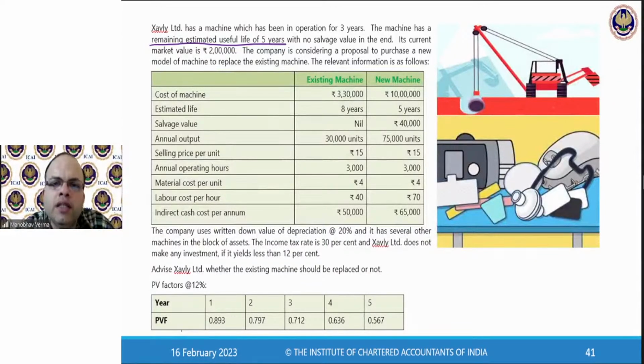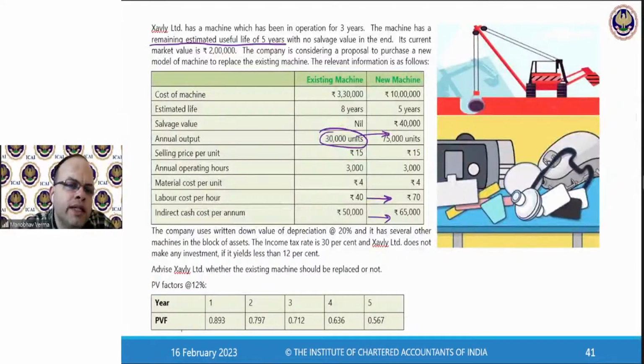Old machine, they've given the current market value of 2 lakhs if you were to sell it. Annual output gets increased, guys. Look at this. Incremental, remember, 30,000 to 75,000. Selling price remains the same. Annual operating hours same. Labor cost slightly increases, 40 to 70 per hour. Indirect cash cost per annum is also increasing from 50 to 65.